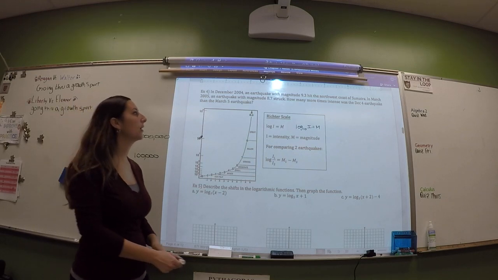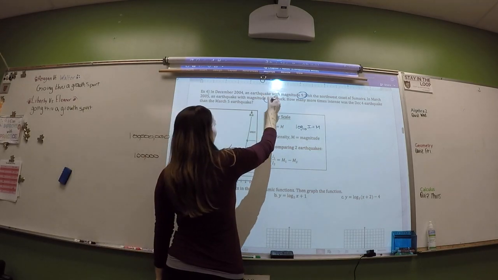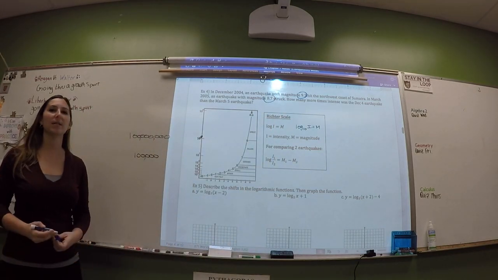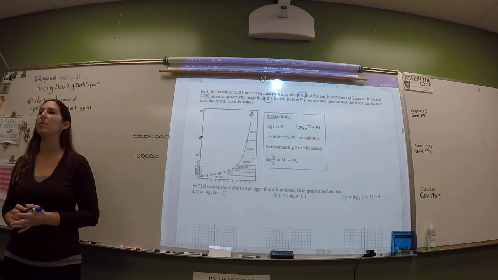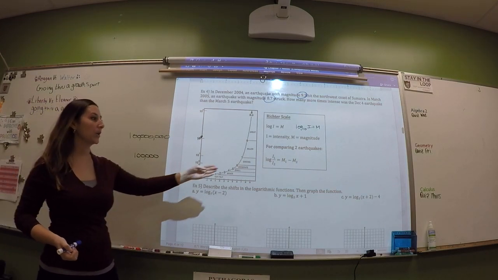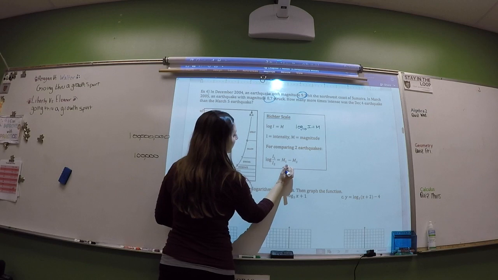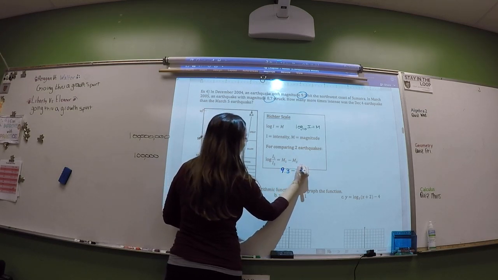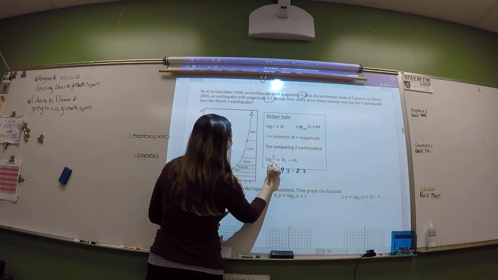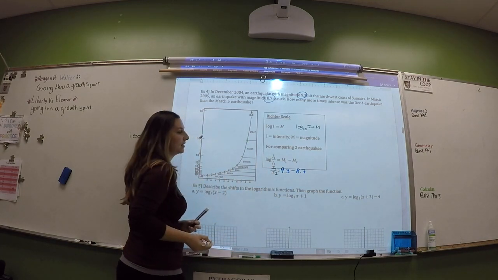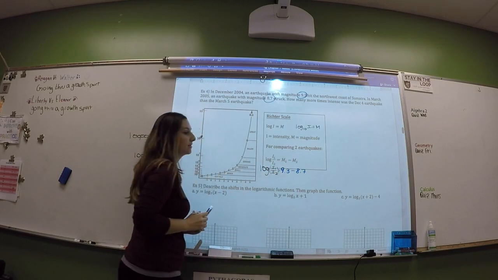Alright, so in December 2004, an earthquake with magnitude 9.3 hit the northwest coast of Sumatra. In March, another earthquake came, but it was a magnitude 8.7, so slightly less. How many more times intense was the December earthquake compared to the March earthquake? These are magnitude numbers, so we're gonna plug those in here. The first one was 9.3, the second one was 8.7. And we're gonna compare the intensity of the first one with the intensity of the second one using a logarithm with a base of 10.